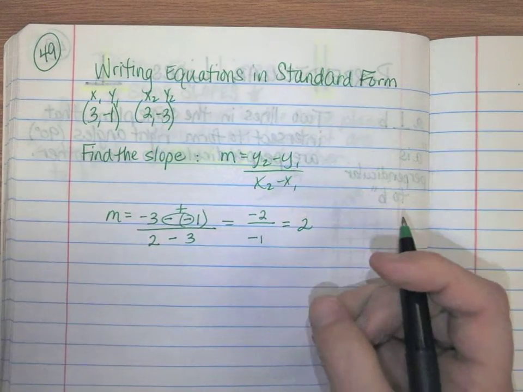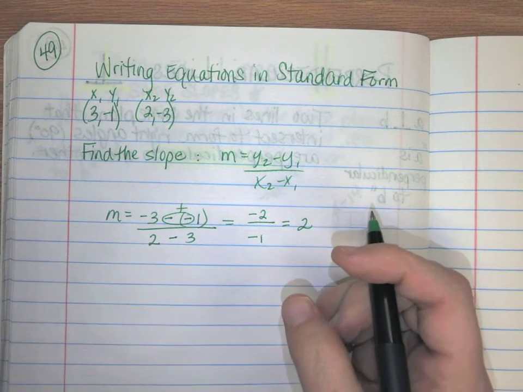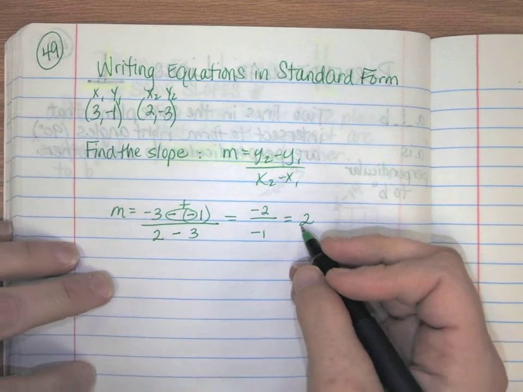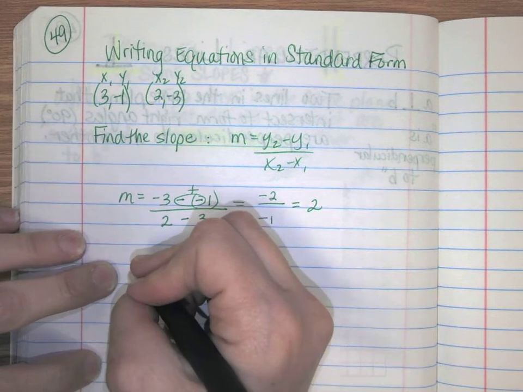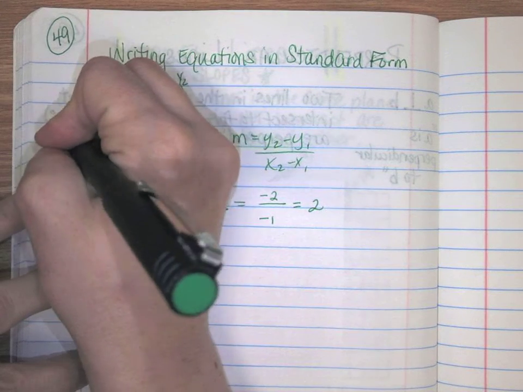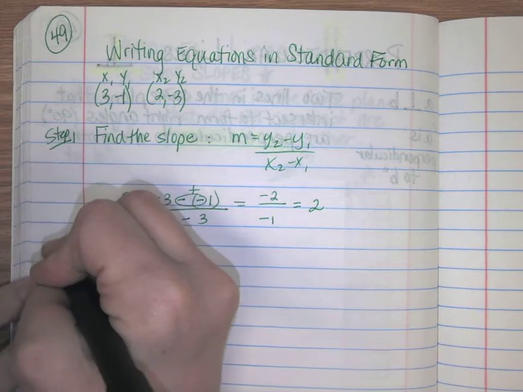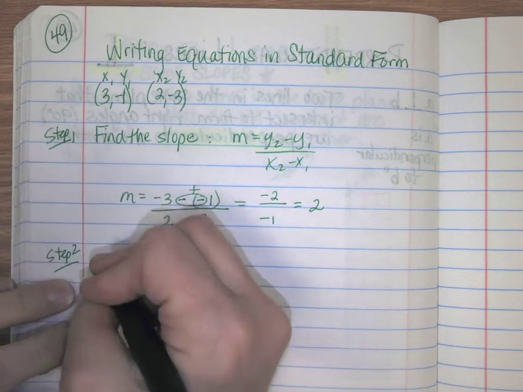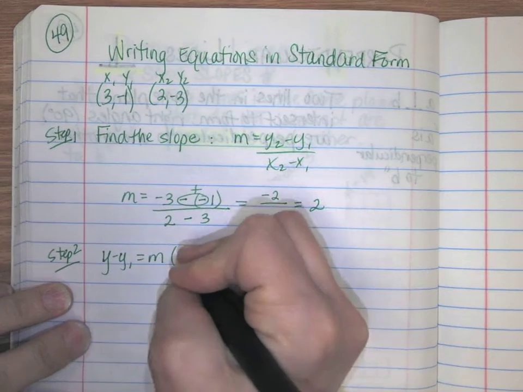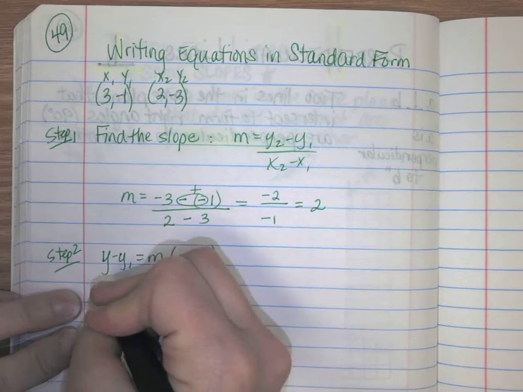Okay, now that we have the slope, and we know that we have some points we can use, we're going to pick one of these points and use this slope, and we're going to put it into the point-slope equation. Okay, so first we found our slope. This is step 1. And now we're going to go to step 2 and put it into the point-slope equation. So we're going to do y minus y1 equals m times x minus x1.